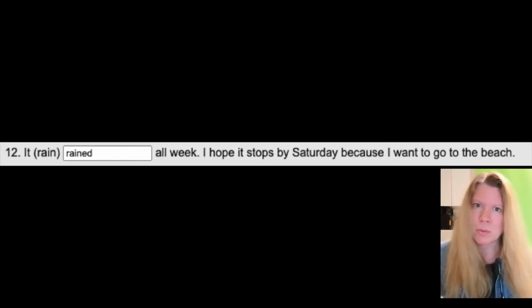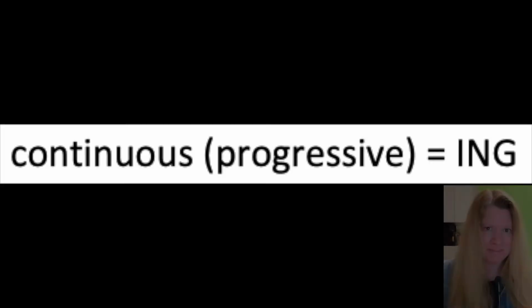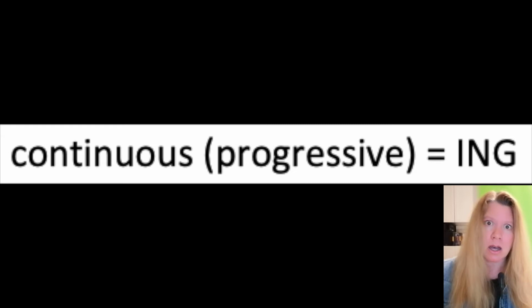Now in this sentence, we can't use the simple past. Rained. We can't use that. Why? Listen. Do you hear that? It's still raining. So we cannot use simple past because the action is still happening. So if the action has started in the past and it's still happening, and it's been happening for some time, we must use the present perfect continuous. The present perfect continuous, also called the present perfect progressive.